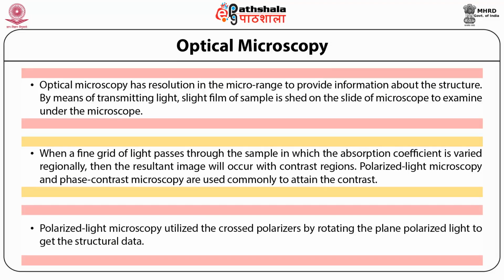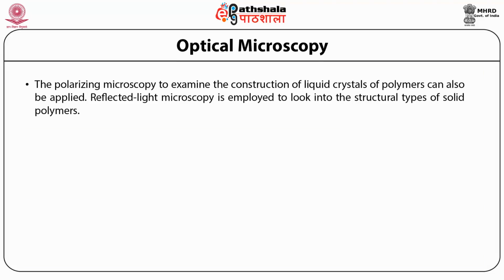Polarized light microscopy utilizes cross polarizers, rotating the plane polarized light to get structural data of the sample. Polarizing microscopy is used to examine the construction of liquid crystals of polymers. Reflected light microscopy is employed to look into the structural types of solid polymers.